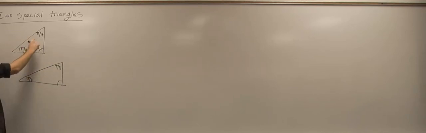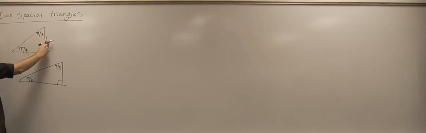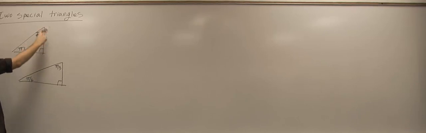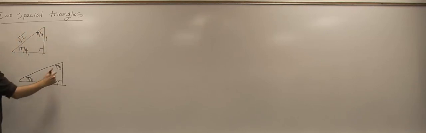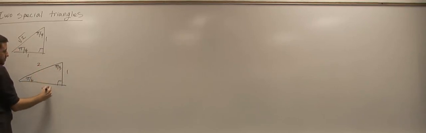Pi over 4, the 45-degree one, is hopefully not too bad. You start with 1 on one of the legs, then the other leg has to be 1 because these are the same. And then you do the Pythagorean theorem and you get root 2. Here you start with 1 on this leg, and then it's 1, 2, 3, but except root 3.